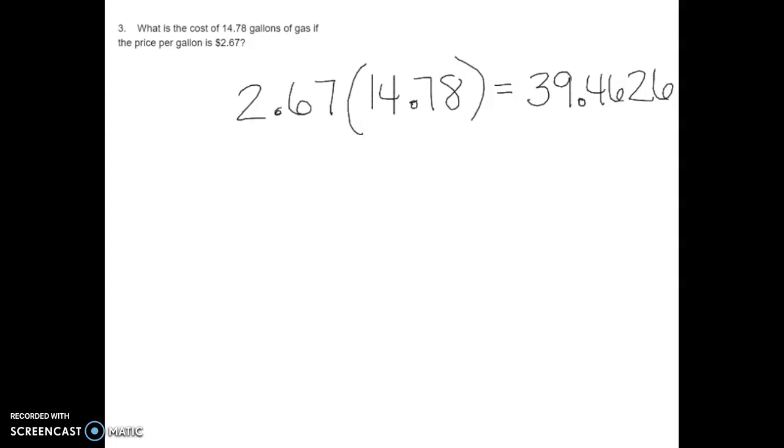And again, I need to look at my answer and see if it makes sense. So I'm talking about money. So I'm going to only take it to 2 decimal places. So my answer is going to be $39.46.